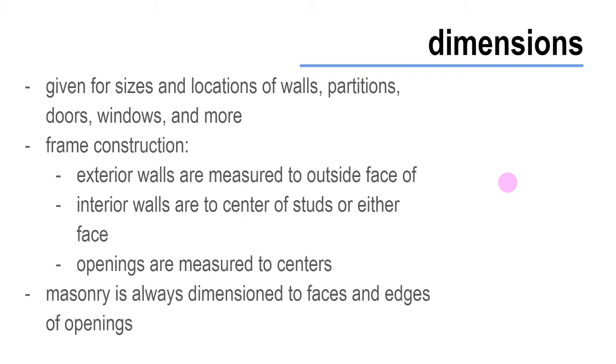Interior walls can be dimensioned to either face of the stud or even to the center of the stud, which is what I typically do. And then any openings, like doors or windows, are dimensioned to the center of the opening. And the reason why we measure our exterior walls to the face of the stud is because when I'm laying out that building and measuring everything, the most cutting I'm going to do to lay out that building is going to be to that dimensional lumber to frame it out.